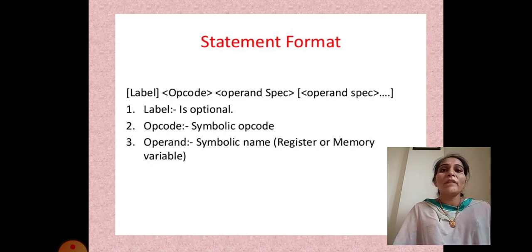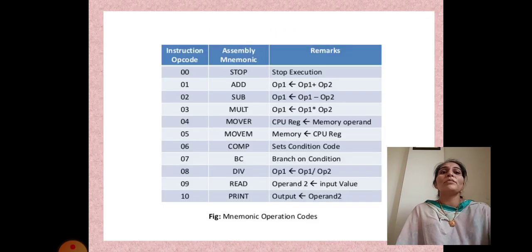This is the statement format of assembly language. See, a label, opcode, operand specification and another operand specification can be put in the instruction format. Here the label is optional, the opcode is a symbolic opcode, and the operand is a symbolic name, which will be a register or memory. This is one example of the instructions.